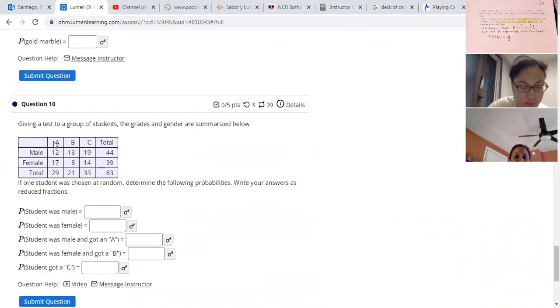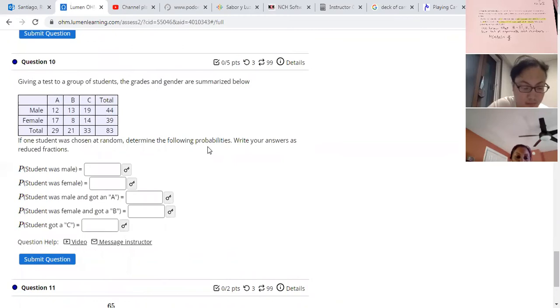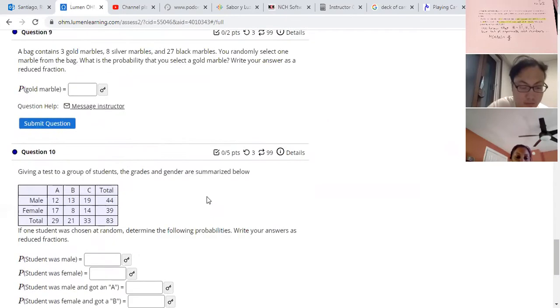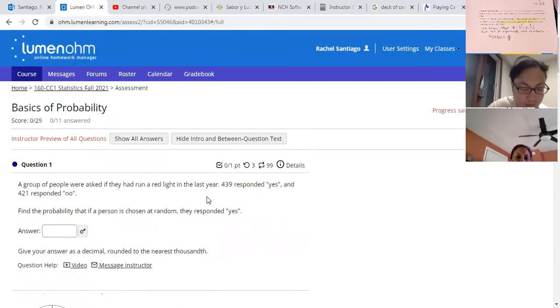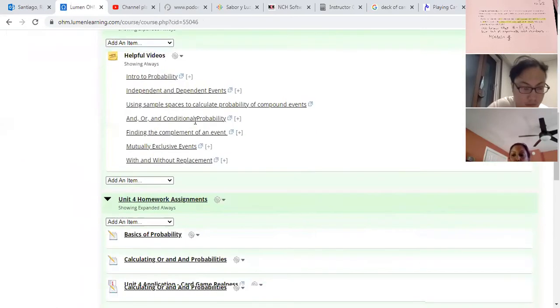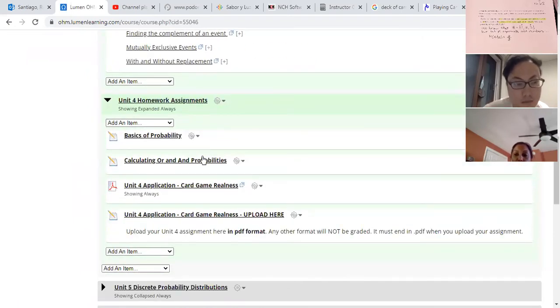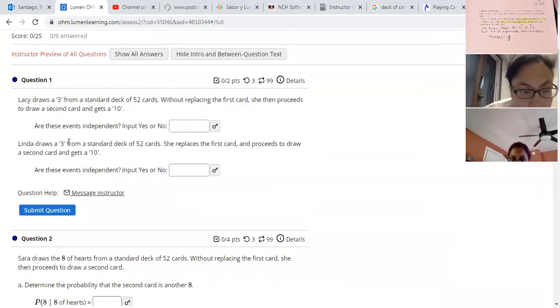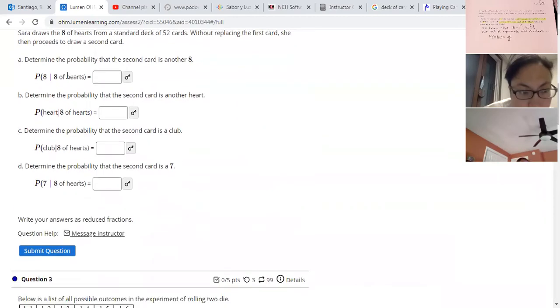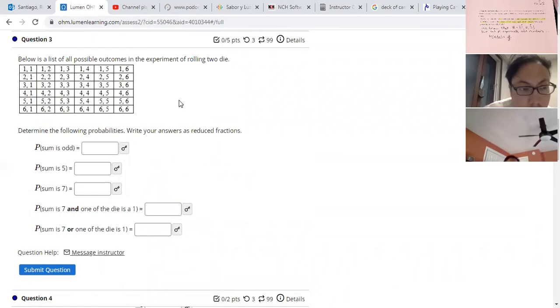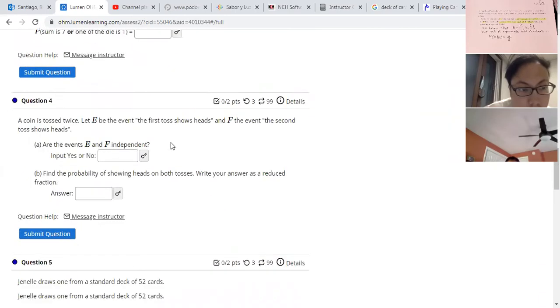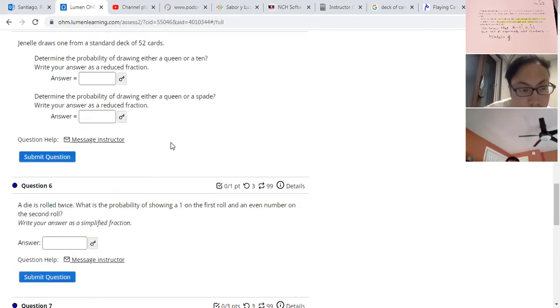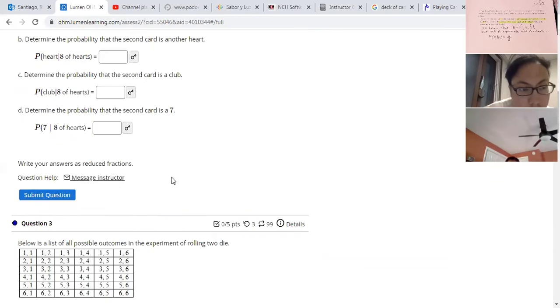Here we have a table of values, and we're going to use this information to help us find probabilities as well, which I think is hopefully going to be pretty straightforward. If not, please don't hesitate to reach out. I will be happy to help. Next, we have calculating or and probabilities. So what we're essentially looking at is conditional probability, as you see here. We're going to be looking at lists of outcomes, and then based on our sample space, we can answer probabilities, things like that. And then we have an application problem for Unit 4.